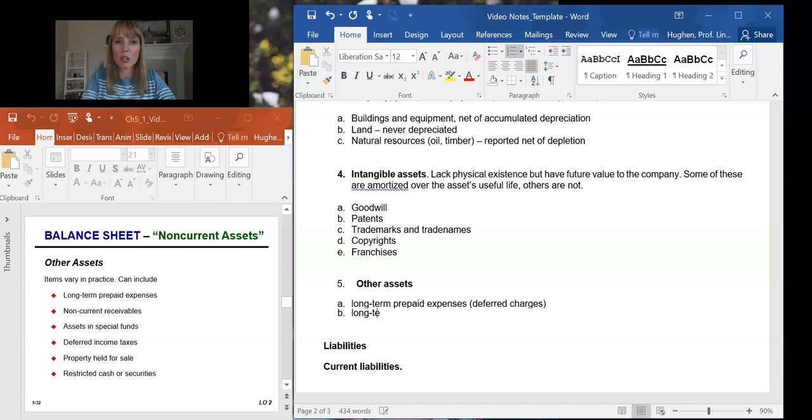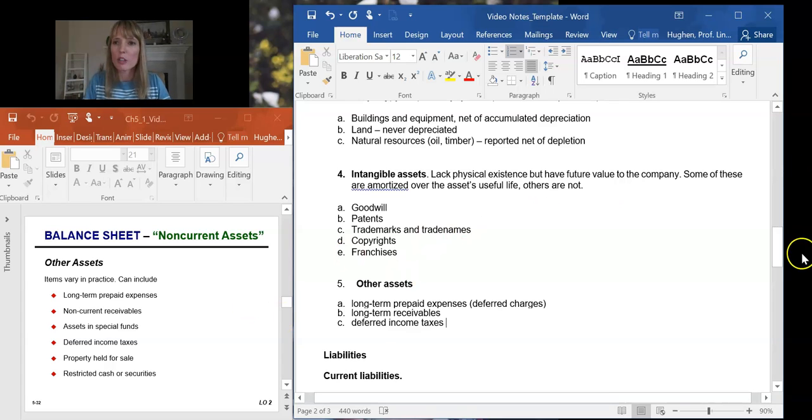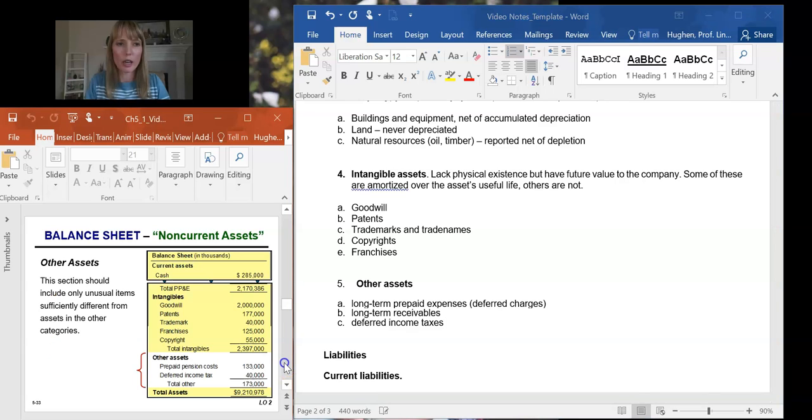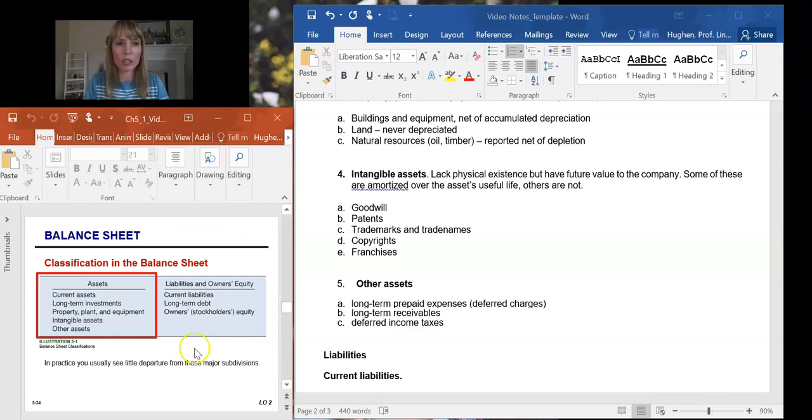Another option is long-term receivables, long-term notes receivable, as we know, and sometimes we see deferred income taxes. We're going to talk in a lot more detail about deferred taxes in Intermediate 2. So that concludes the asset side of the balance sheet. Here we see our summarized current assets, long-term investments, plant, property, and equipment, intangible assets, and other assets. Next, let's move to the liabilities and owner's equity side of the balance sheet.